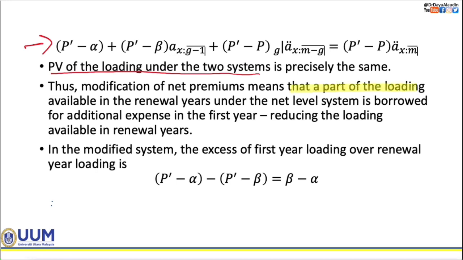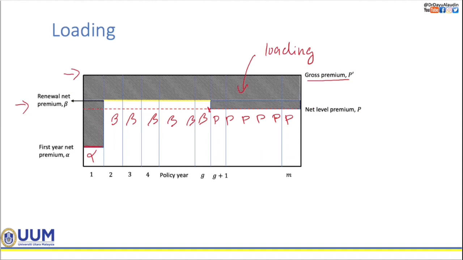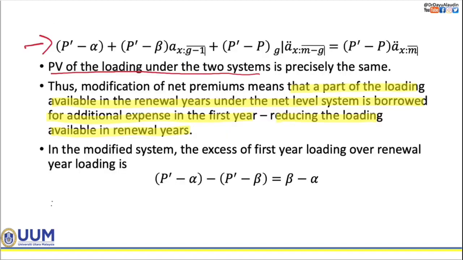Thus, modification of net premium means that a part of the loading available in the renewal years under the net level system is borrowed for additional expense in the first year, reducing the loading available in renewal years. So the loading for the first year is greater than the subsequent years. So this loading covers the first year expense. In the modified system, the excess of first year loading over renewal year loading is given by this equation.